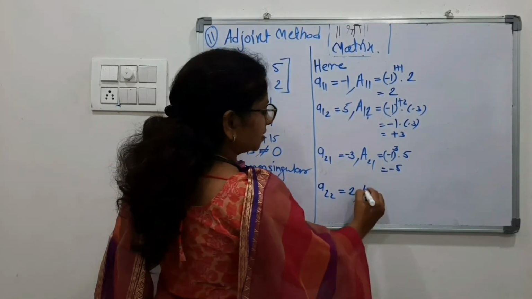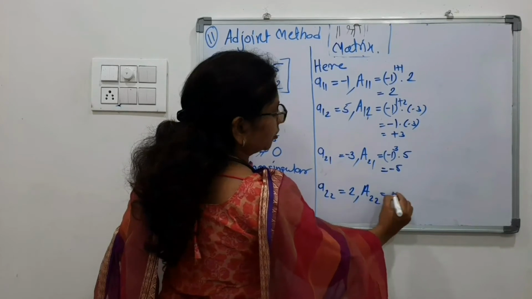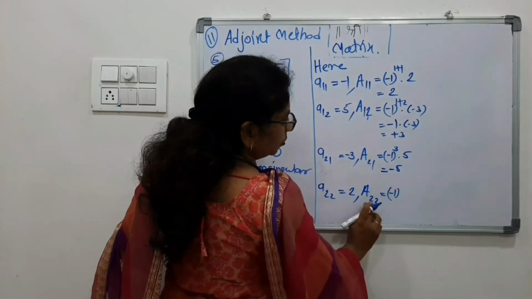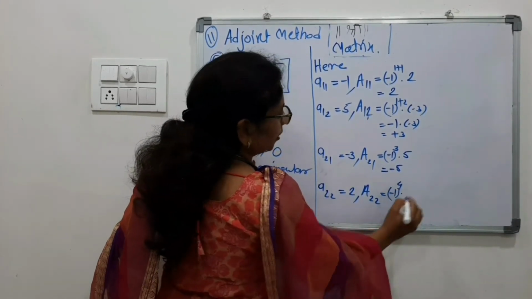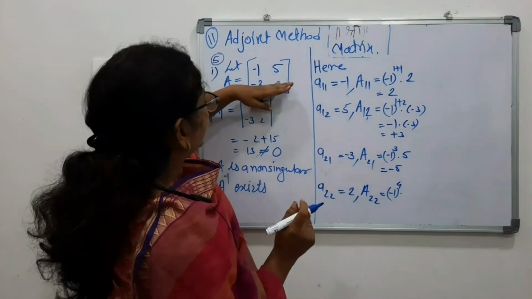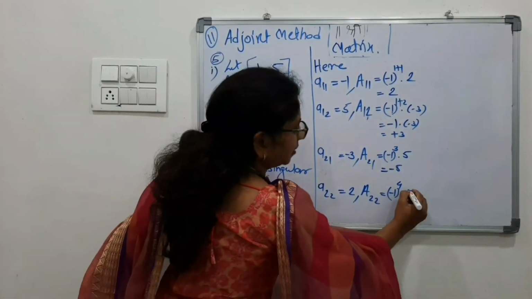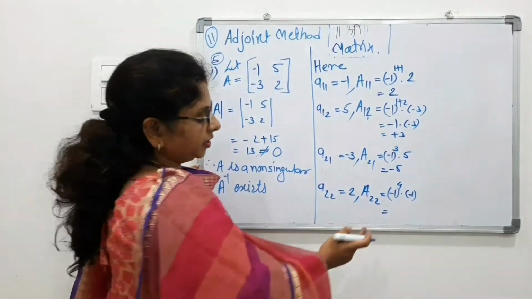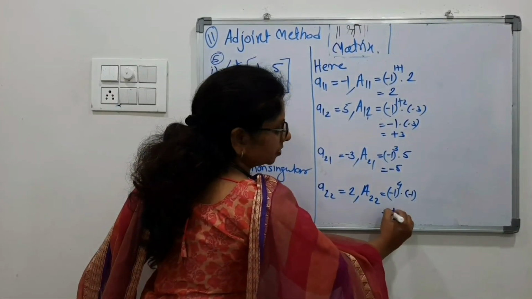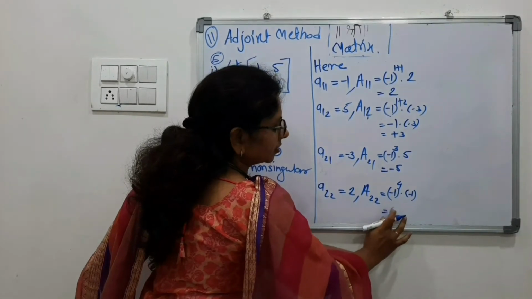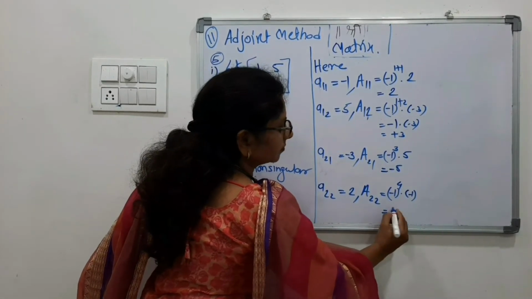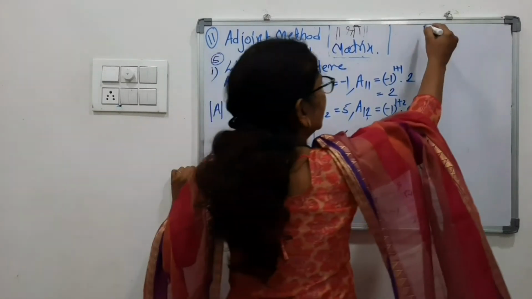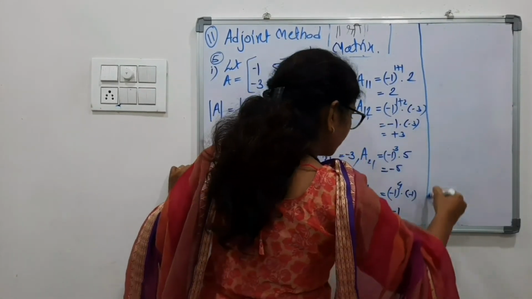Now last element A22, that is 2. Corresponding cofactor is A22 equals minus 1 to the power 2 plus 2, that is 4, into minor of these 2. Hide this row and this column, means minus 1. Now minus 1 to the power even power is plus 1, and this minus, that is minus 1. Okay, so these are the cofactors.